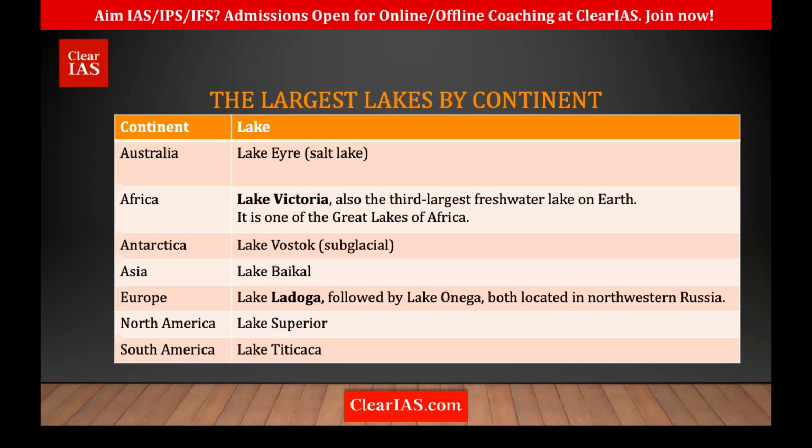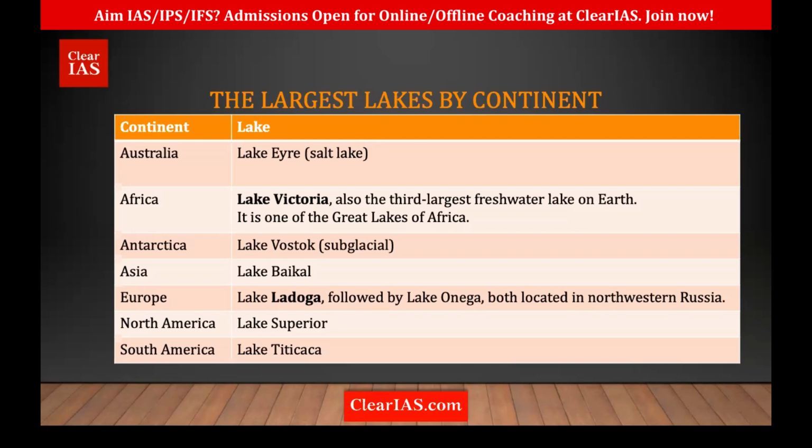Okay, Lake Ladoga is in Europe. If you're talking about Europe, the largest lake is Lake Ladoga, followed by Lake Onega. And remember, we might think it will be in some European country, but it is in what? Russia. That is the northwest part of Russia. Lake Ladoga and Lake Onega are in the European part of Russia. Russia is a big country. It is spread toward both European and Asian continents.